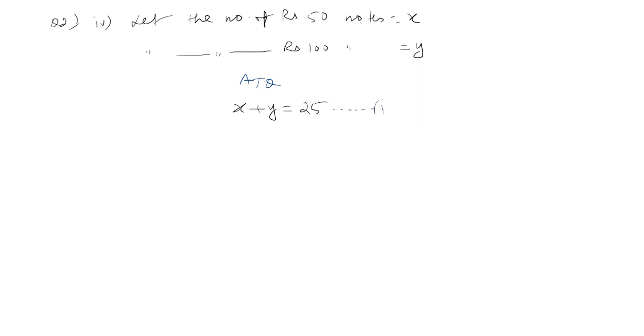Now next, suppose you have a wallet. You have a wallet. In that wallet you have 6 rupees 10 notes, right? And 3 rupees 50 notes. So how much money do you have in total?